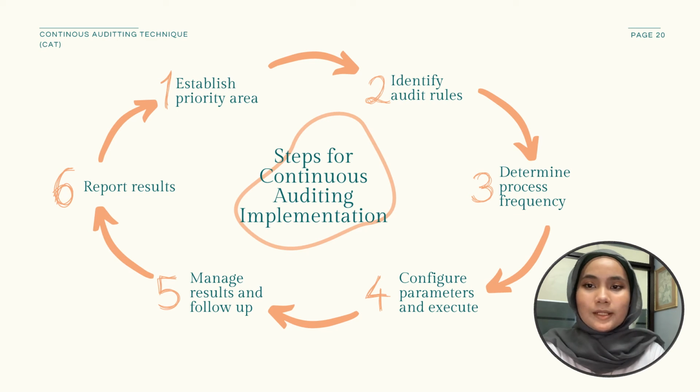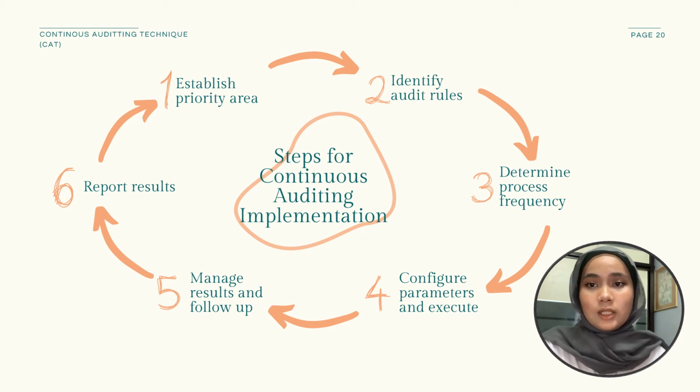Basically there are 6 steps in the continuous auditing implementation plan. The first one is to establish the priority area. Before starting the continuous auditing project, they need to first identify the critical business processes that should be subject to continuous auditing. This process should be cross-referenced with the organization's top risks that have been identified. They also need to understand the availability and the structure of the data.